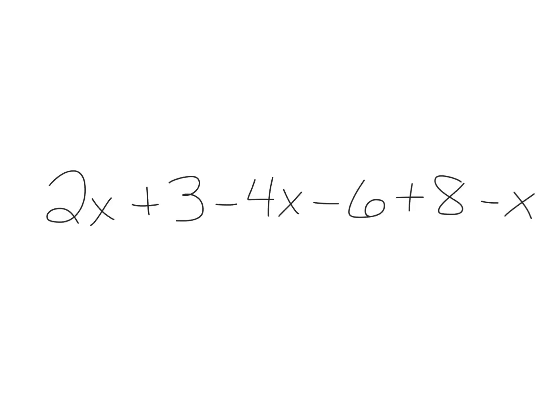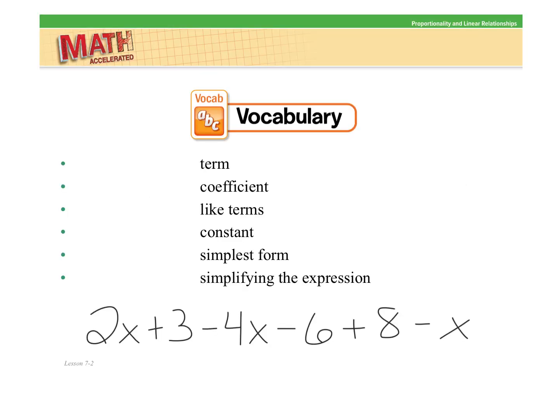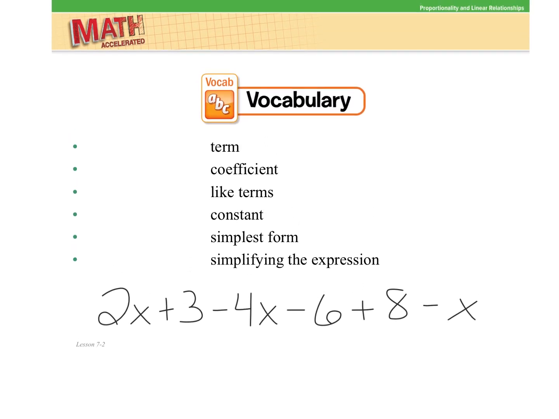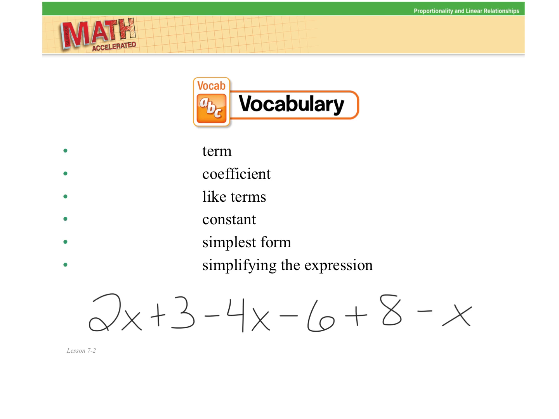Okay? So I want everyone to write that expression down underneath the vocabulary. You have 2x plus 3 minus 4x minus 6 plus 8 minus x. Everyone write that down underneath the vocab. Okay, we're going to break down all of these terms. Okay? So first vocab is the word term.